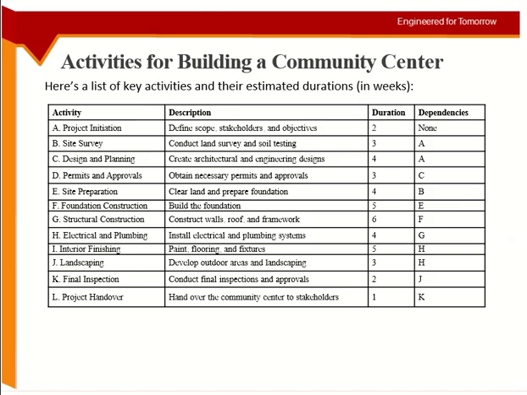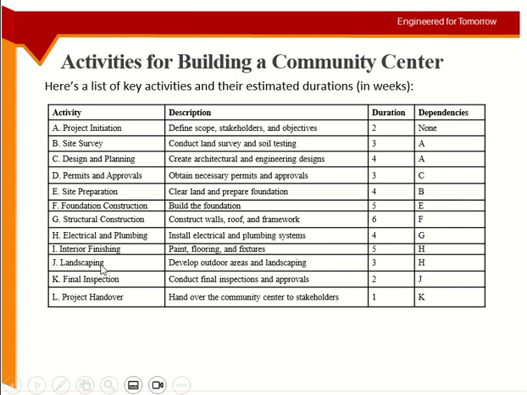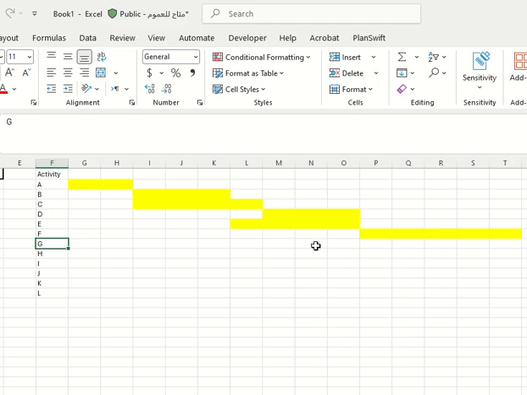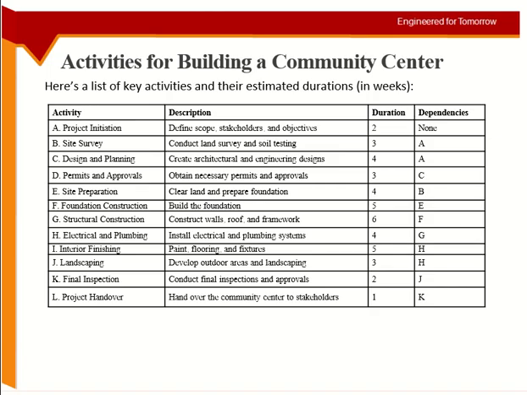Then I go to, where am I? I'm in G. G means it will start after F for 6 weeks. So after F, start from here for 6 weeks, and so on and so forth. So you have the idea now.